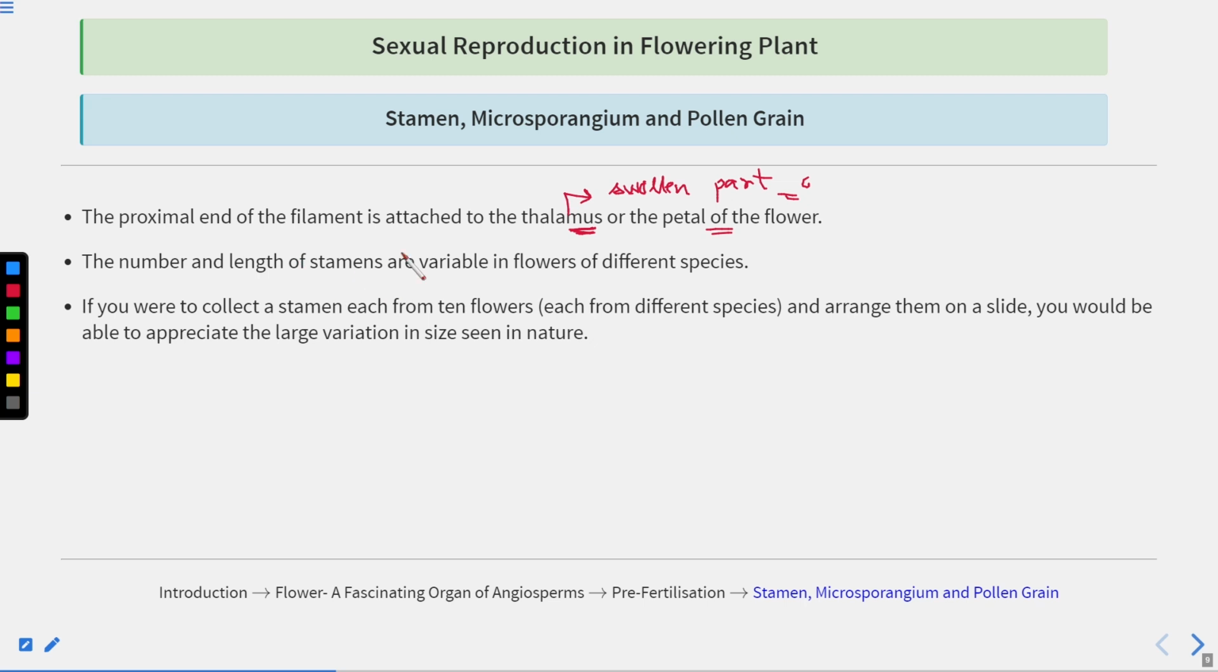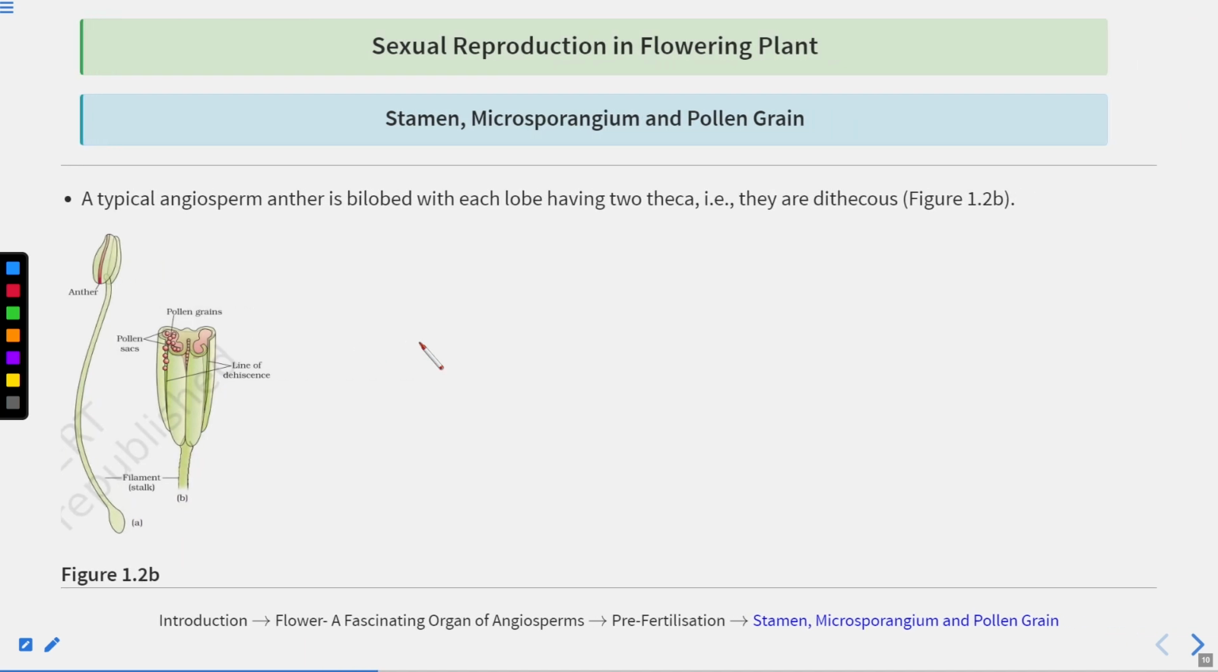Now next, the number and length of the stamens are variable in flowers of different species. If you were to collect a stamen each from 10 flowers, and these flowers belong to different species, and arrange them on a slide, you would be able to appreciate large variation. So if you collect these stamens from flowers that belong to different species, then you can see there is a lot of variation in the type of the anthers. Clear? Now this is an image again showing you the anther and the two lobes of the anther as well as the pollen sac.